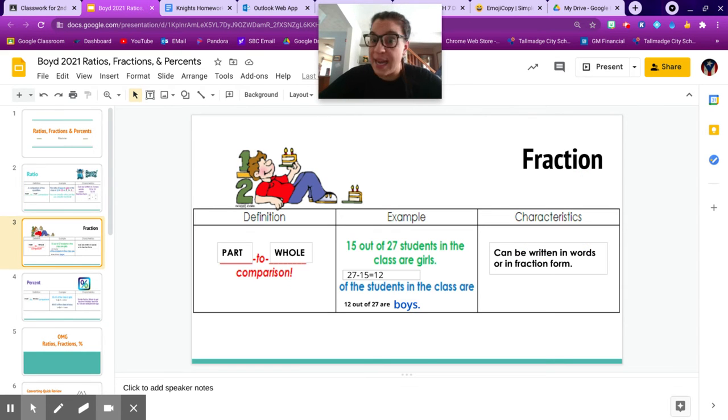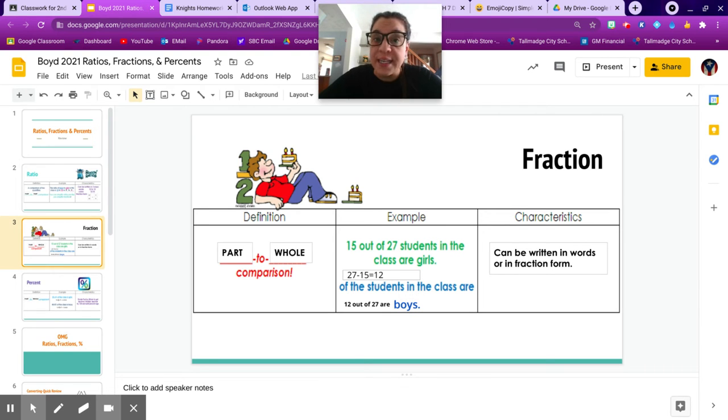Fractions are next, and I know that no one really likes fractions, but fractions are an important part of math, because compared to a ratio, which is part to part, a fraction compares a part to the whole. So when we are talking about fractions of the class, we are talking about the total number of students in the class. As I said before, there were 12 boys and 15 girls.